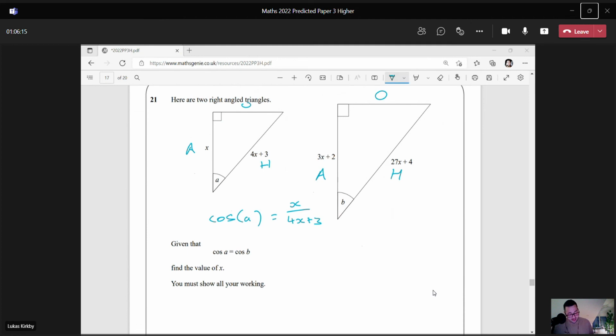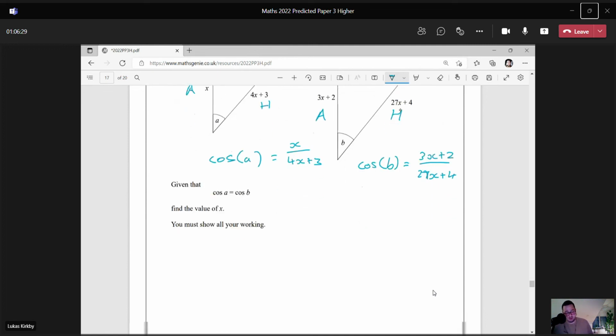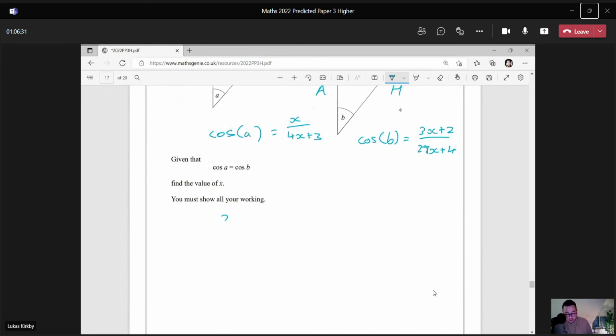And cos of B, similarly on this triangle, is going to be A, which is 3x plus 2, over H, which is 27x plus 4. But this is telling us that they equal each other. So we've got that cos of A, which is x over 4x plus 3, equals 3x plus 2 over 27x plus 4. So that's the first bit of reasoning, that we get these equal things.